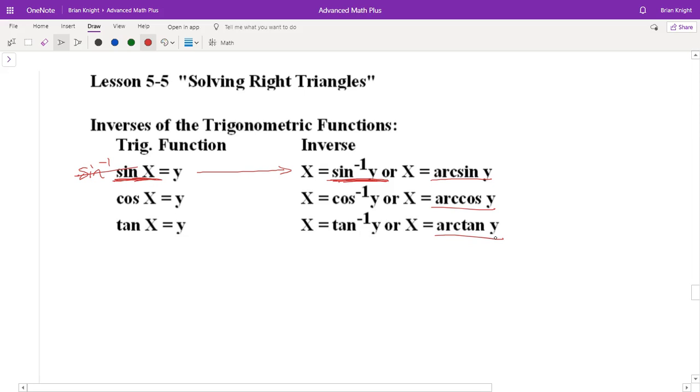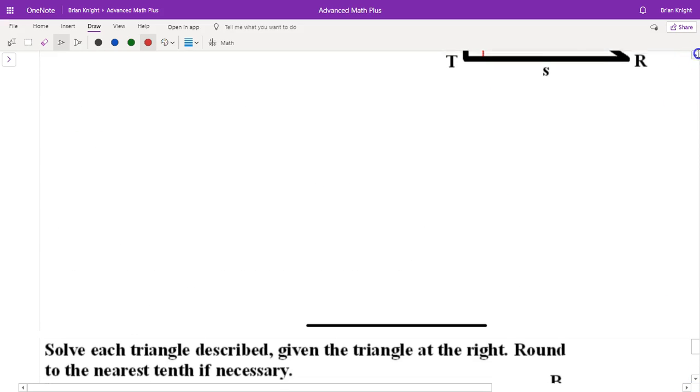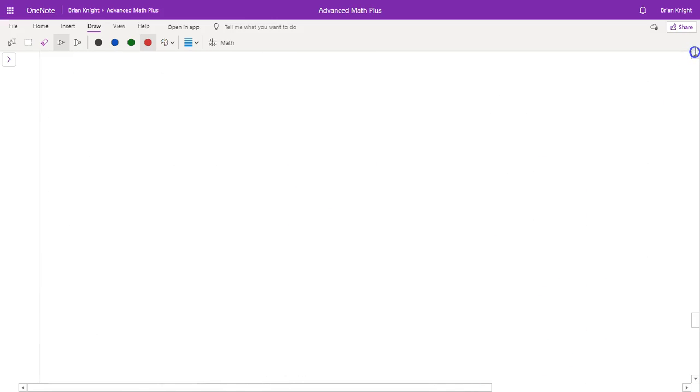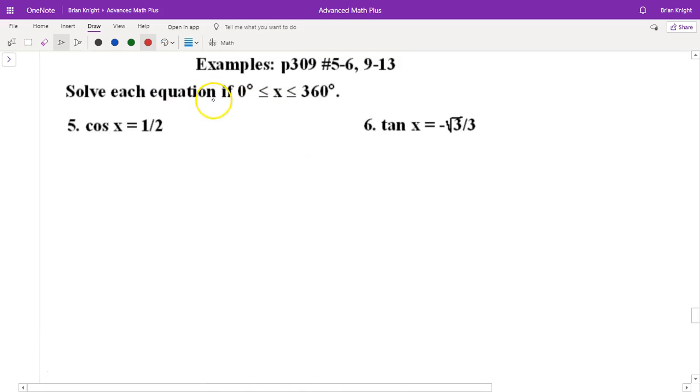All right. So why would we need to use these? Well, look at number 5 on our examples we're going to try. It says solve each equation if 0 degrees is less than or equal to x, which is less than or equal to 360 degrees. So listen, we're finding all the angles that have a cosine of 1/2 between 0 and 360, including those.